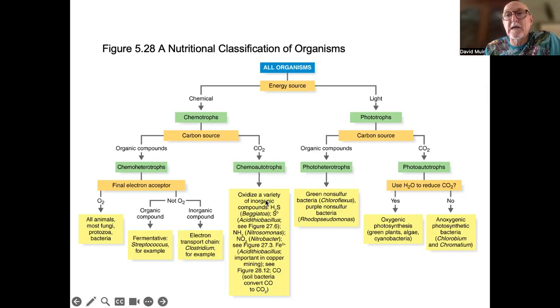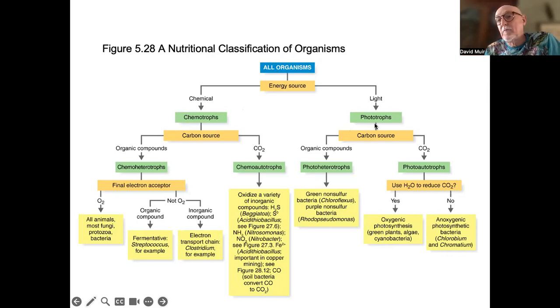That's a simple example. There are many, many variations on this theme in the prokaryotes. There are many chemoautotrophic prokaryotes, and their characteristic is that they utilize carbon dioxide as their carbon source, but they utilize chemicals as their source of energy. Okay, so those were our chemotrophs there.